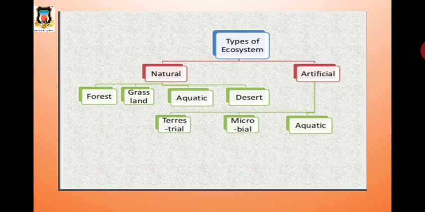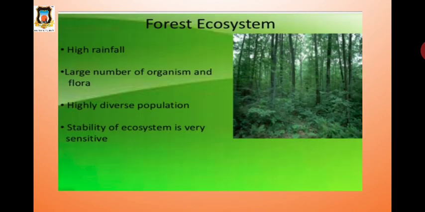Types of ecosystems. There are two types of ecosystems: natural ecosystems and artificial ecosystems. Natural ecosystems are divided into four types: forest ecosystem, grassland ecosystem, aquatic ecosystem and desert ecosystem. The artificial ecosystems are terrestrial, microbial and aquatic ecosystems. So first one is the forest ecosystem, or rainforest or tropical moist forest, found in tropical regions.